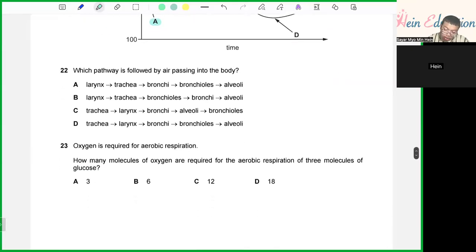Number 22, which pathway is followed by air passing into the body? So they give you a series. You have to start from the larynx to the trachea, bronchi, bronchioles, and into the alveoli. So the correct answer is A.